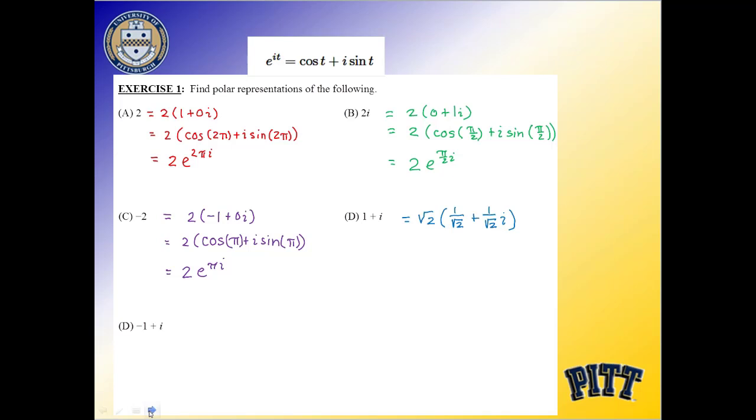Now, 1 over square root 2 and square root 2 over 2 are the same numbers, so I have to think of what angle gives me a cosine of 1 over the square root of 2 and a sine of 1 over the square root of 2. Well, that's pi over 4. So it becomes square root 2 times cosine pi over 4 plus i times the sine of pi over 4.